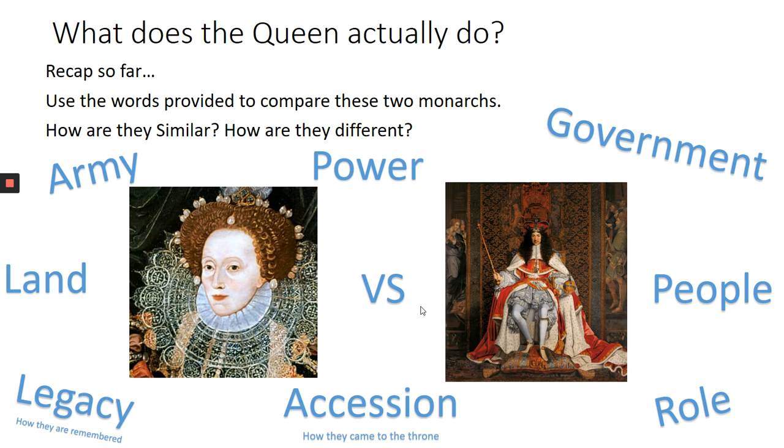Okay, so this is actually lesson 7. We haven't got too many of these left. This is our lesson on our next set of monarchs. Last week we looked at Charles I.